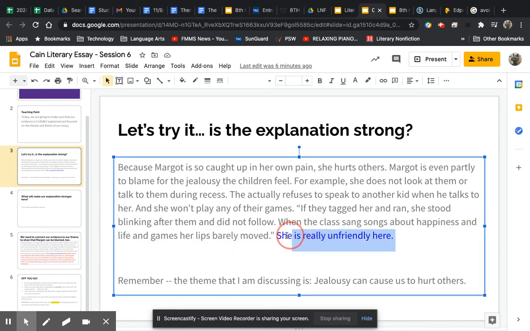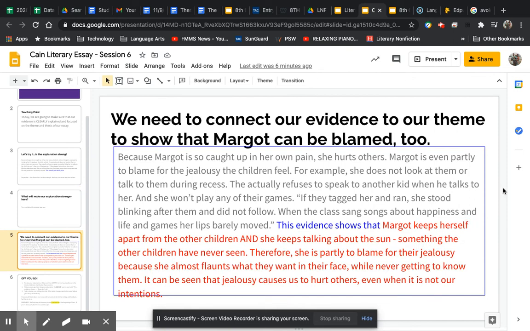Does this explanation right here match our theme at all? Our theme is jealousy can cause us to hurt others. Does that match it at all, really? No. You want to make sure your explanation is linked to your theme. Okay? So, do I need to reread you the evidence again, or can I just read you the explanation?